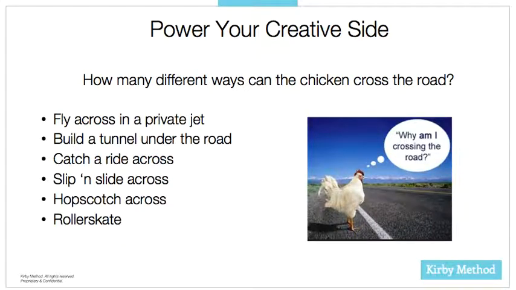Is it flying across in a private jet? Is it building a tunnel under the road? Catch a ride across, slip inside, roller skate across, hopscotch, hop on one foot, fly across in a hot air balloon. Really take a couple minutes and think about different ways a chicken could cross the road. And again, the opportunities are endless. There's no wrong answer here. And when you've done that, then let's jump into designing three lives.